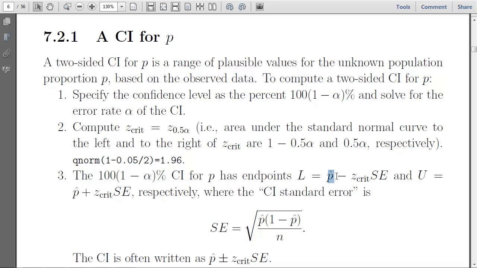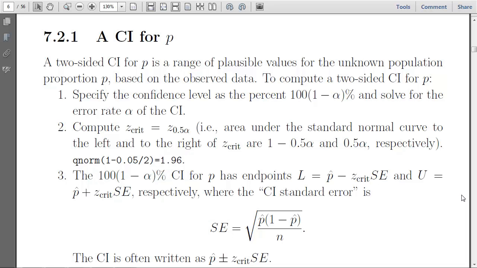So basically p hat, our estimate, plus or minus the z critical value. That's telling us that we're going to go out almost 2 standard deviations, times the standard error of our estimate. And our standard error, in proportion problems, it's interesting, we don't have separate numbers for both the mean and the variance. Instead, we only have the number of successes divided by the total sample size.